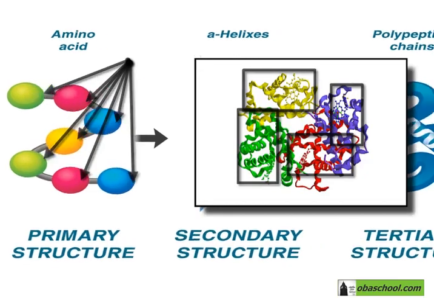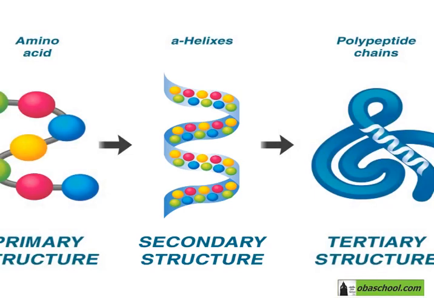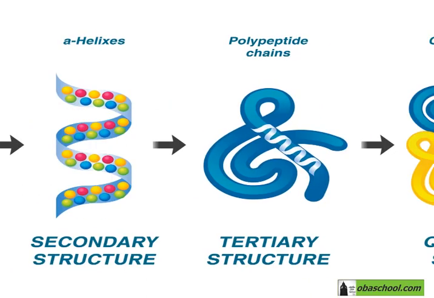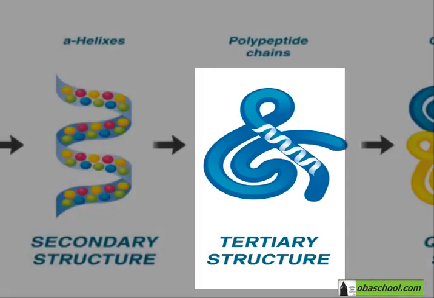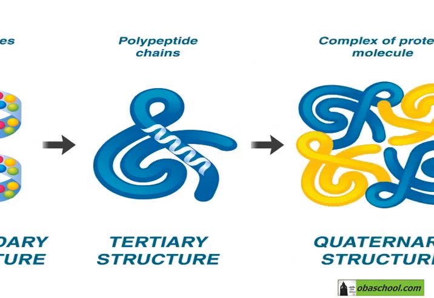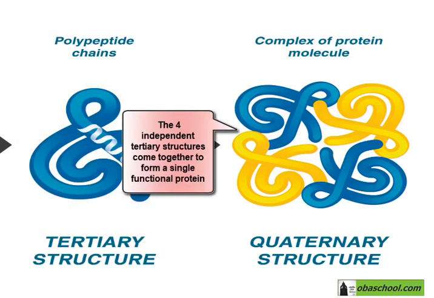And then we have the secondary structure, in which each of the 4 polypeptide chains becomes coiled into a helix. Then we have the tertiary structure, in which each of the polypeptide chains that is coiled into a helix takes on a folded 3-dimensional shape. And then in the quaternary structure, all 4 of these polypeptide chains link together to form a coherent molecule.